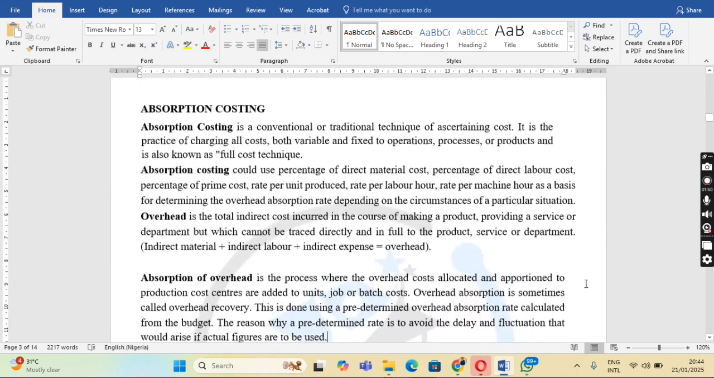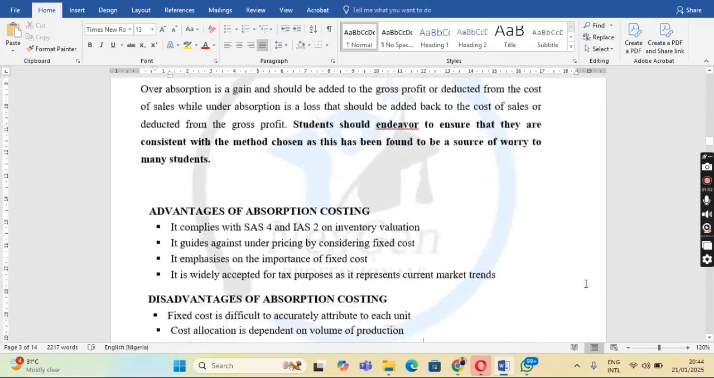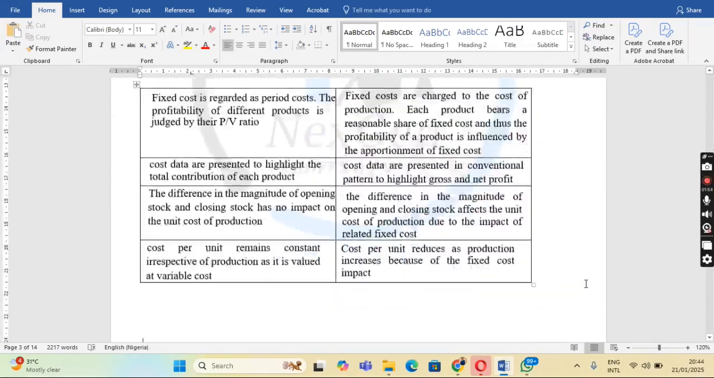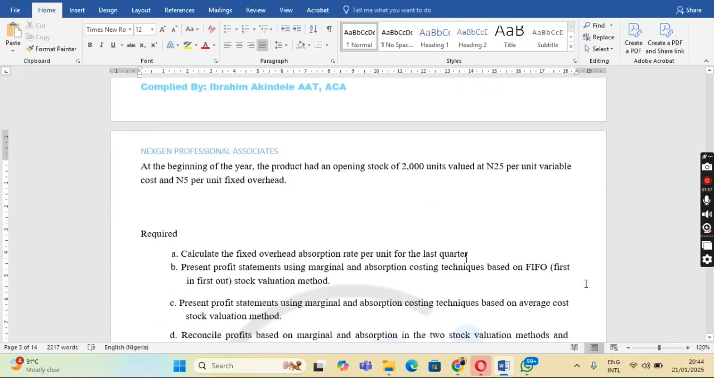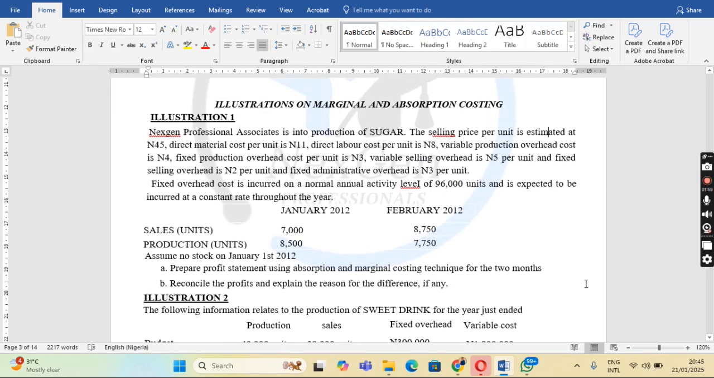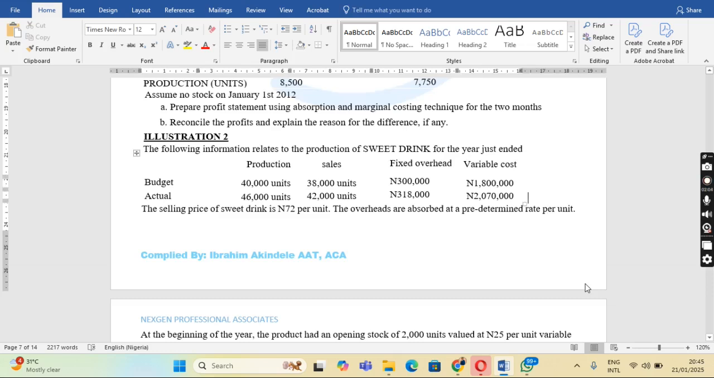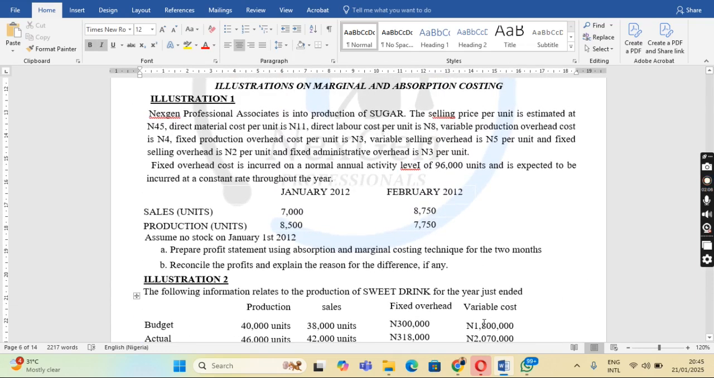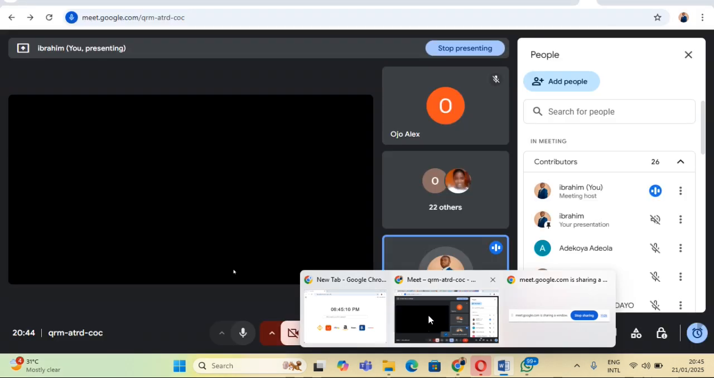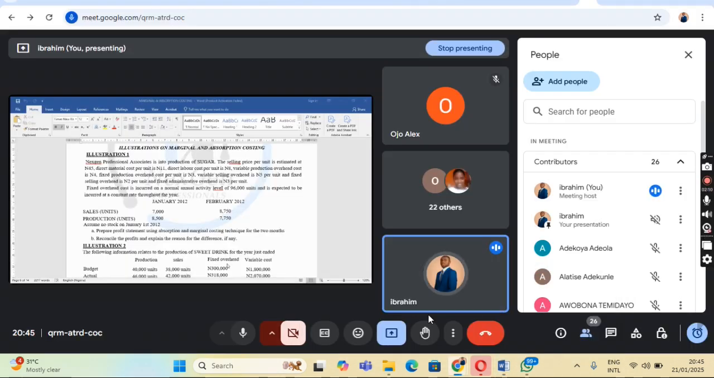This is what you need to know. I've separated them from this. This is absorption costing, we are not there yet. This is the illustration we'll be looking at. This question is adapted from an ACCA past question by Kaplan, and it is examinable as well. Let's quickly pay attention to this question. We'll be looking at question one on my screen.